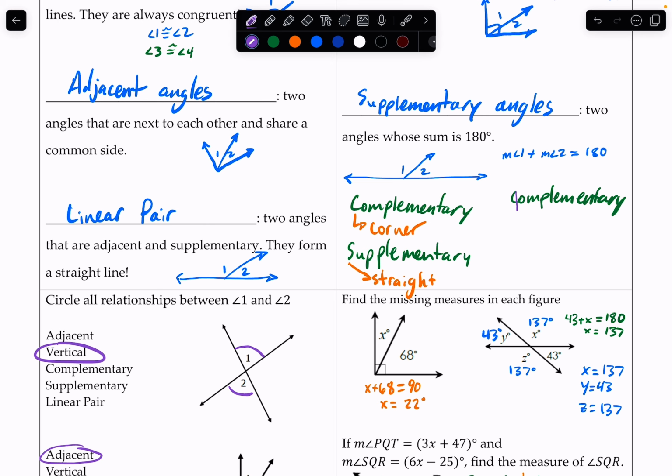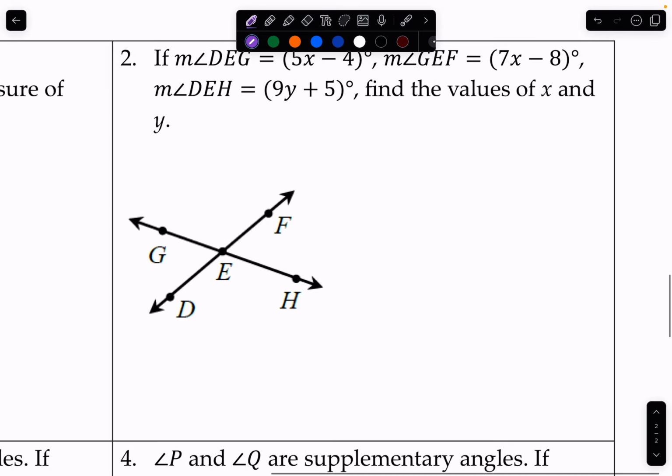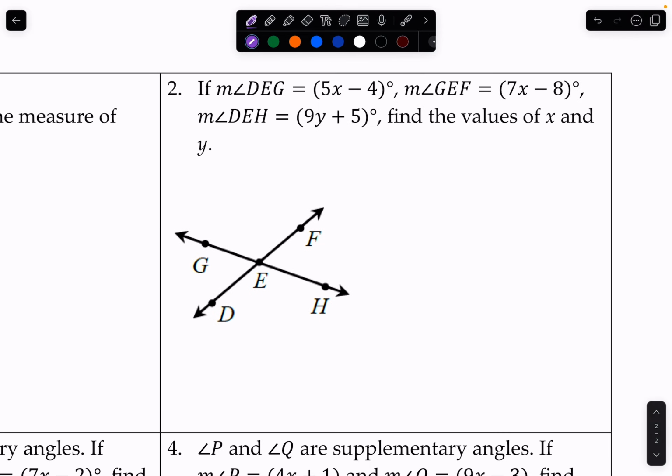Okay, let's see if we can use a little bit of that information to solve a few problems. I'm going to scroll all the way to the back where we had some extra practice, and I'm going to work out problem number 2. We're going to use all the information here to solve for x and y.